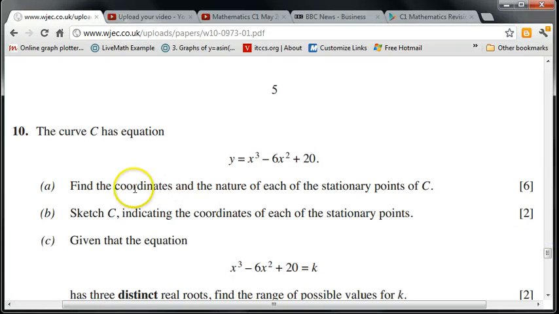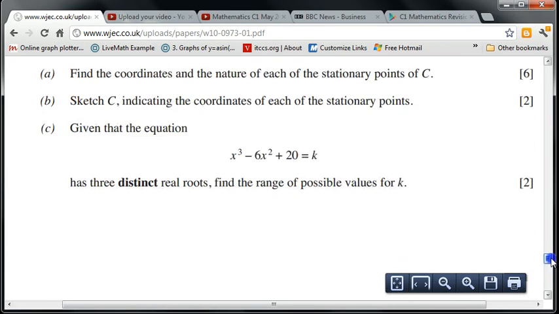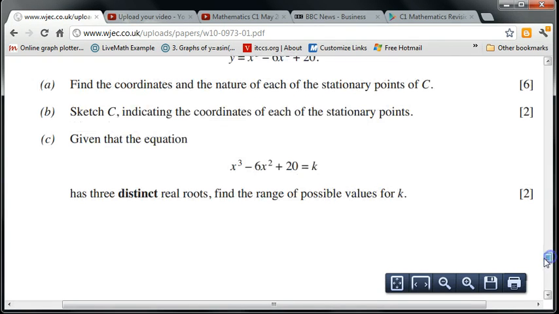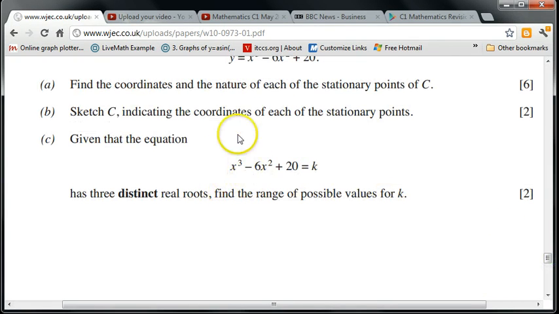Question 10 then. Cubic, stationary points, differentiate, stationary points and sketch, and the nature, second derivative. 3 distinct roots, so we'd have to look at the curve that we've sketched and find out what values we've got. Okay, so the thoughts on this paper then.